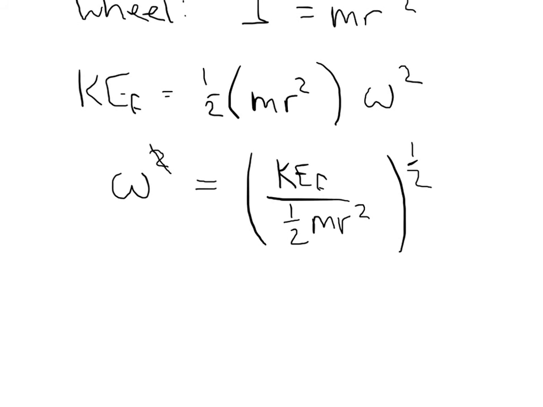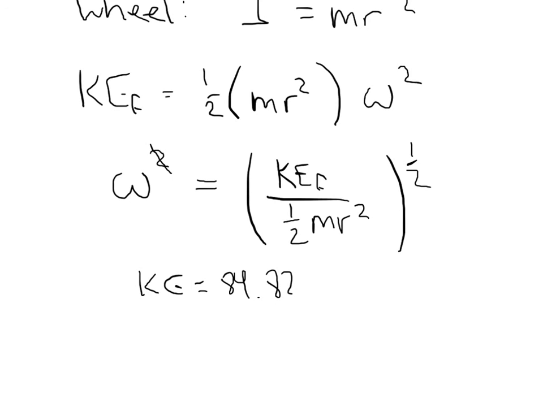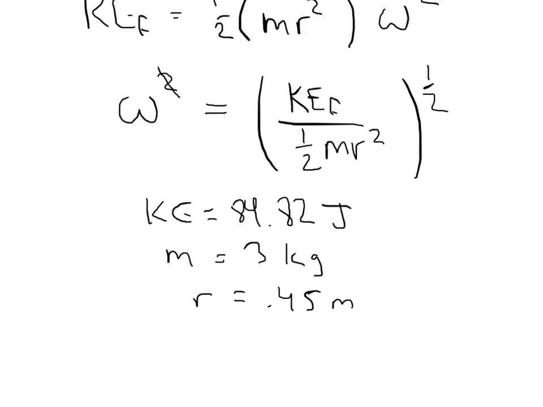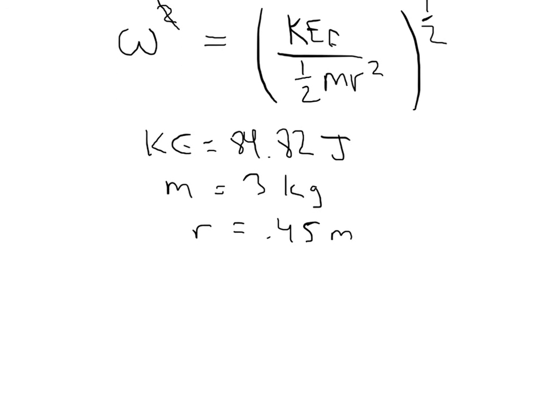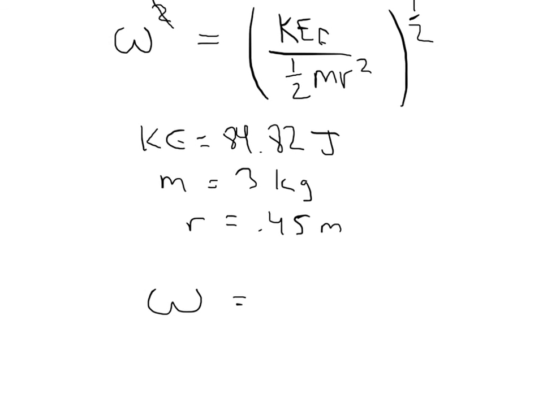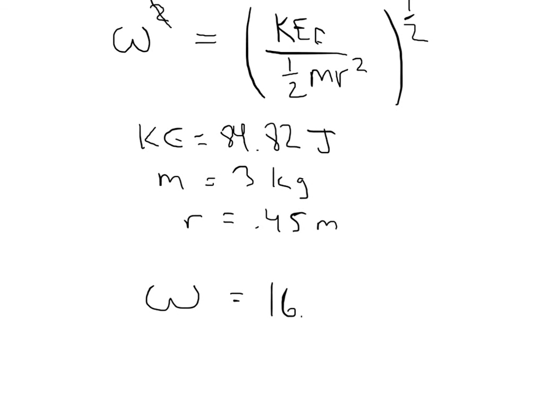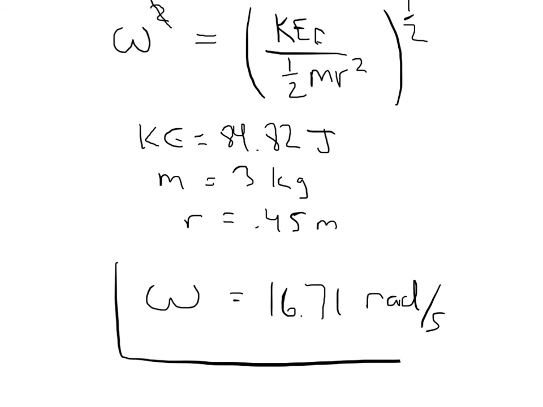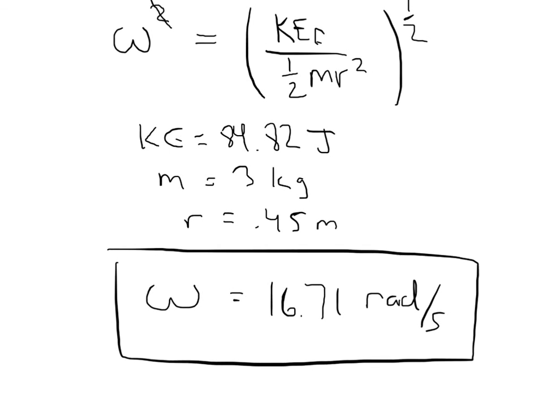When I plug in all my numbers, remember the kinetic energy is 84.82 joules, m is 3 kilograms, and r is 0.45 meters. Plugging all of this into my expression, I see that omega, my angular velocity, is 16.71 radians per second. And so that is how fast the wheel is rotating.